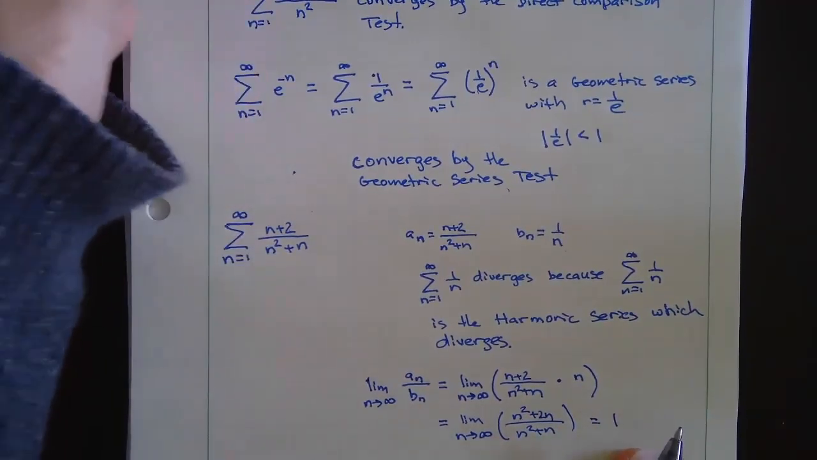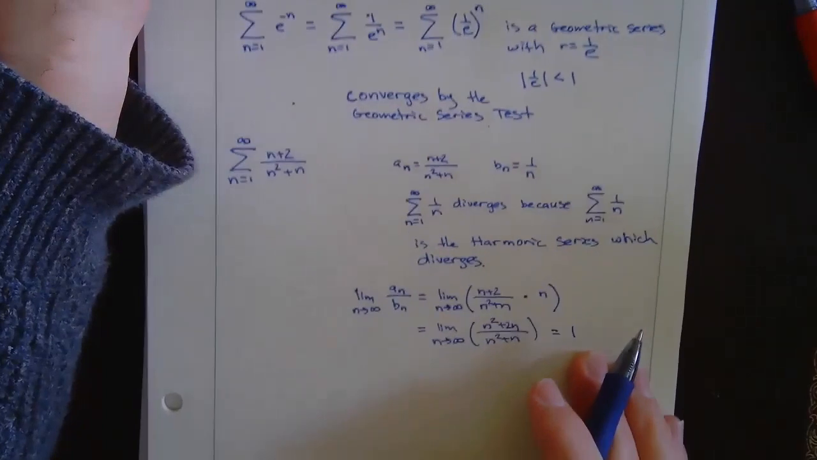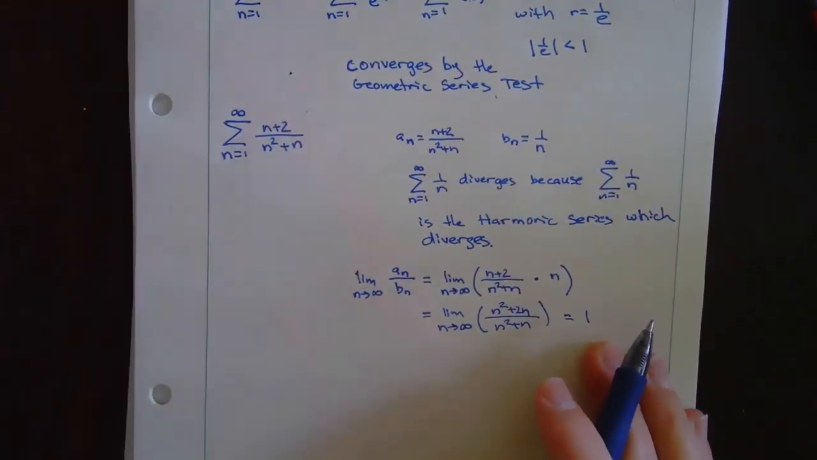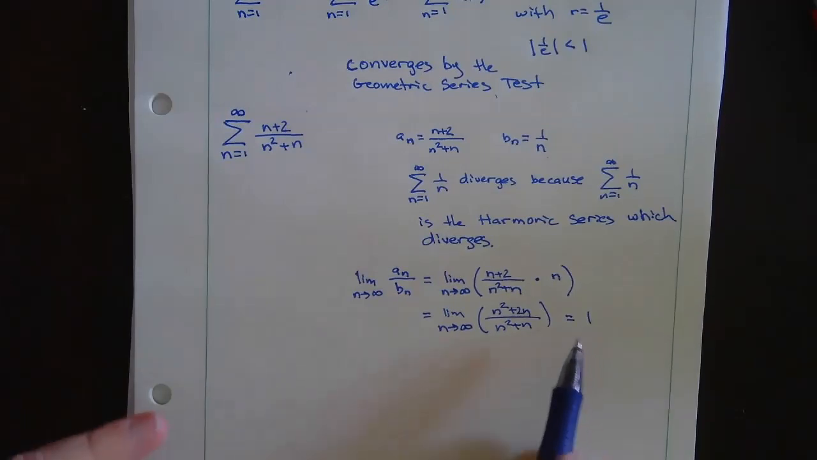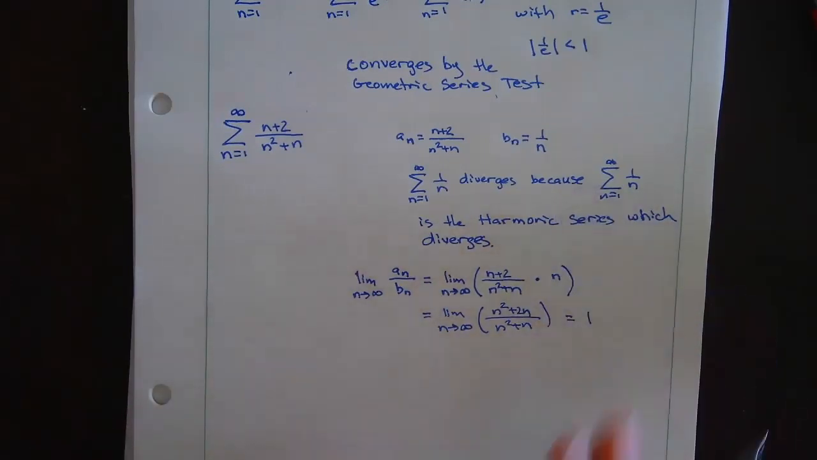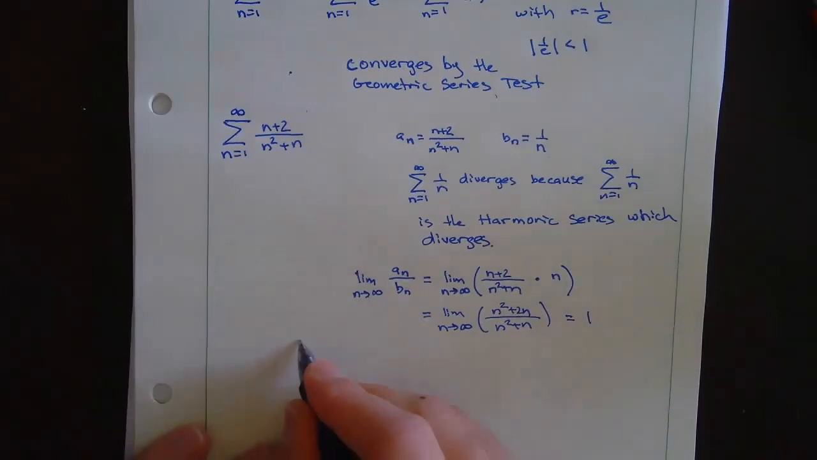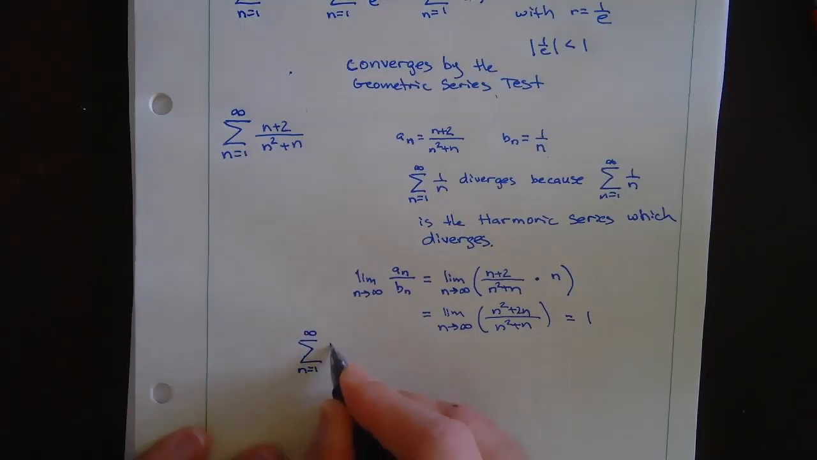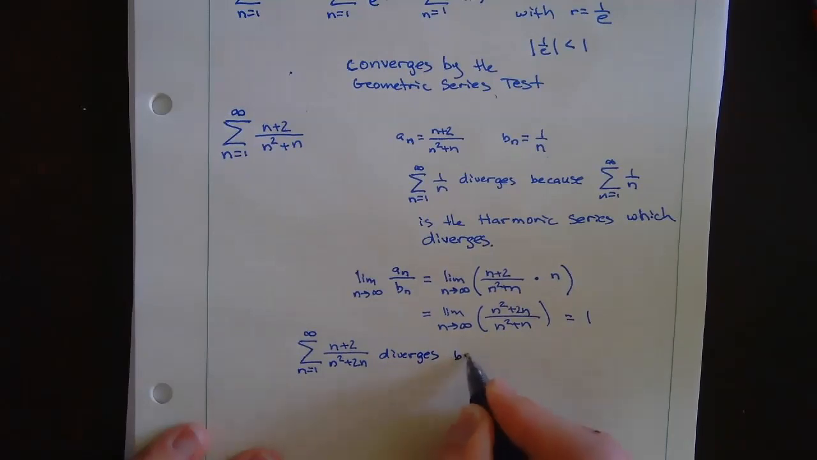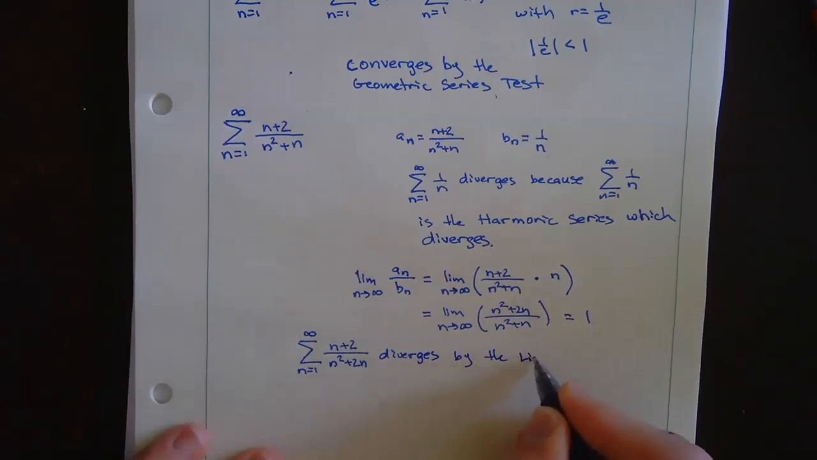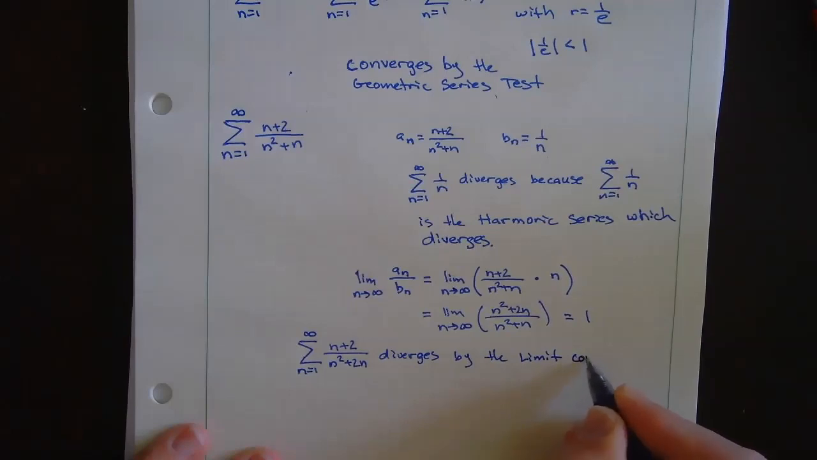All right, so since that's a positive value, I'm going to slide this up just a little bit. Okay, so since this is a positive value right here, and this one diverges, they're going to behave the same way. So we know that the sum from n equals 1 to infinity of (n plus 2) over (n squared plus 2n) diverges by the limit comparison test.